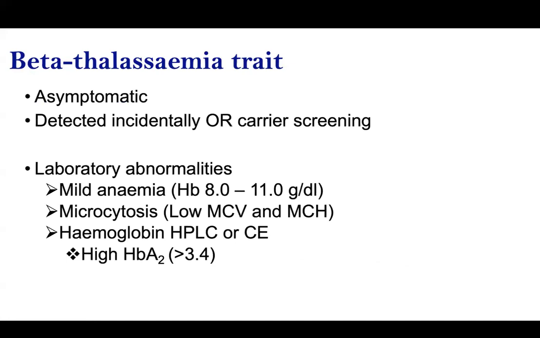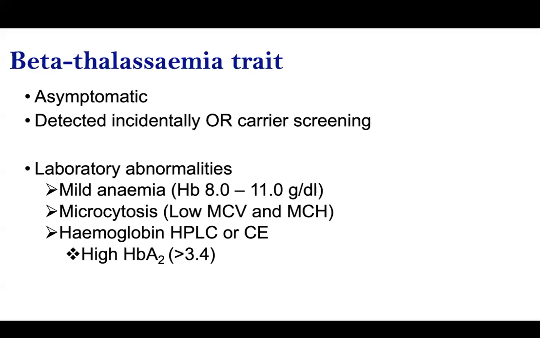Beta thalassemia trait, we know, is an asymptomatic condition. It's very, very common in this country. It is detected incidentally or by carrier screening because they will be perfectly normal. There are no symptoms, there are no signs. When you do a full blood count, maybe hemoglobin will be 9, 10, but some people can have hemoglobin of even about 11, 12. Sometimes there may not be even anemia.